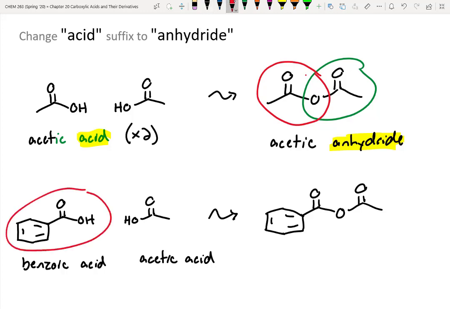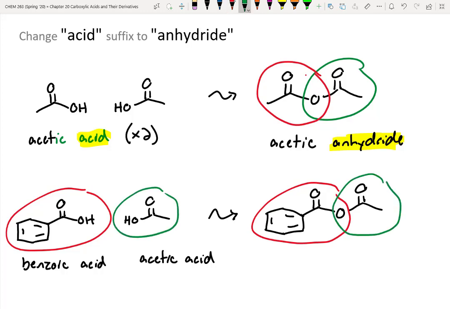So what I mean by that is we've got this benzoic acid half right here, and then we've got this acetic acid half over here. So we've, again, comboed them together. All right, same idea. We need to drop the acid part, but now we need to combine the benzoic and the acetic part together. However, we need to alphabetize them. So what we're going to do is we're going to put acetic first because it's lower in the alphabet. And we'd say that this is acetic benzoic anhydride.